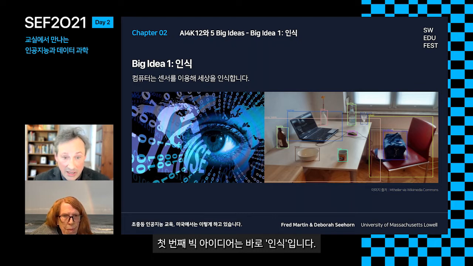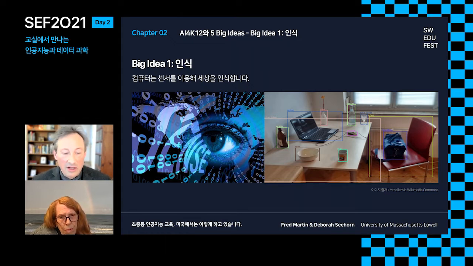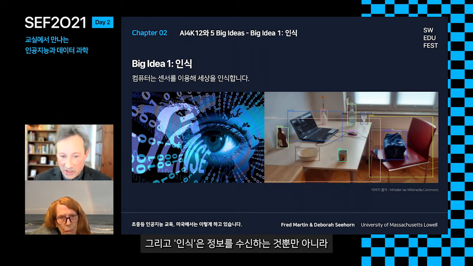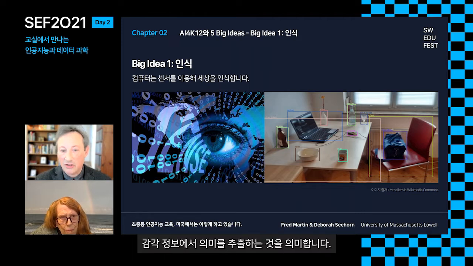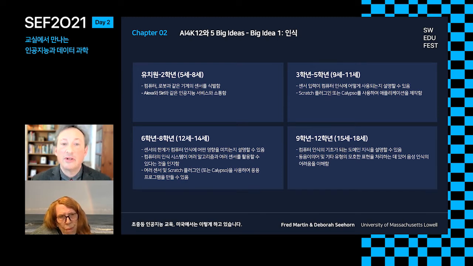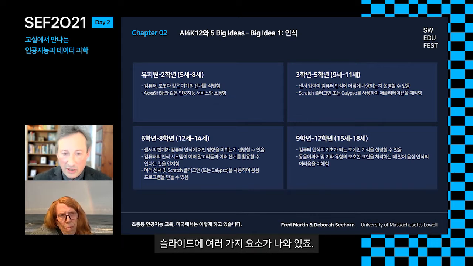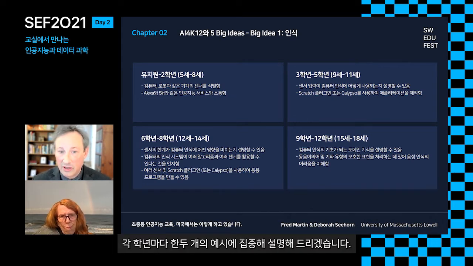So the first big idea is perception, the idea of computers perceiving the world using sensors. And so our short statement of perception is it's not only the receiving of information, but the extraction of meaning from the sensory information. And so what should students be able to do to represent this knowledge of big idea 1 on perception? So you can see there's a number of things on this slide. We're just going to focus on one example at each grade band.